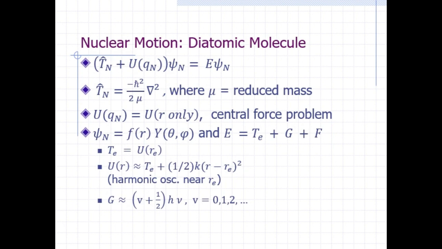So, the vibrational energy G is approximately equal to (V plus 1/2) times h nu, where the quantum number V is restricted to non-negative integers. The rotational energy can be approximated by the rigid rotor formula, B times J(J plus 1), where B is the rotational constant, and quantum number J is a non-negative integer.